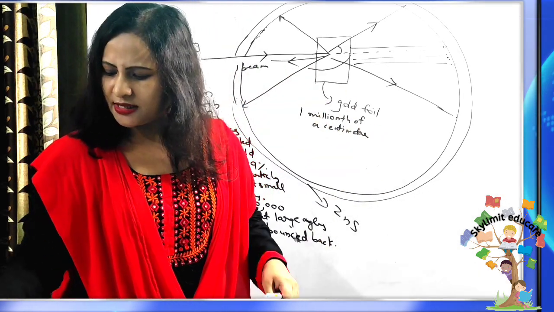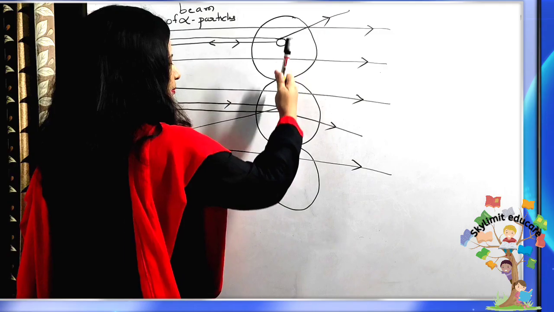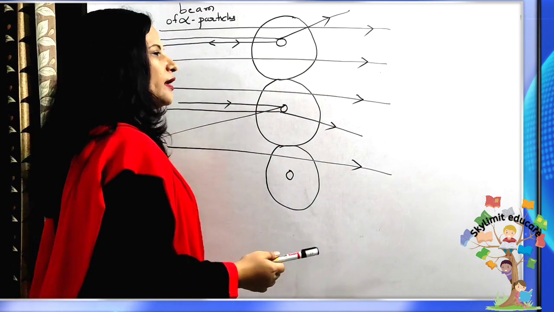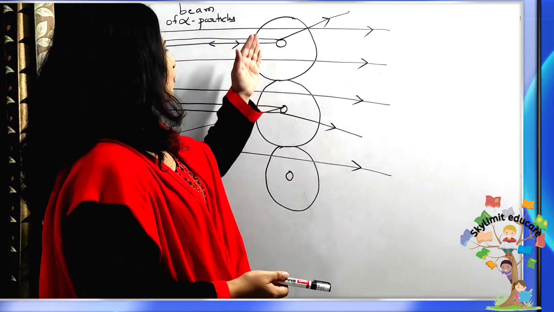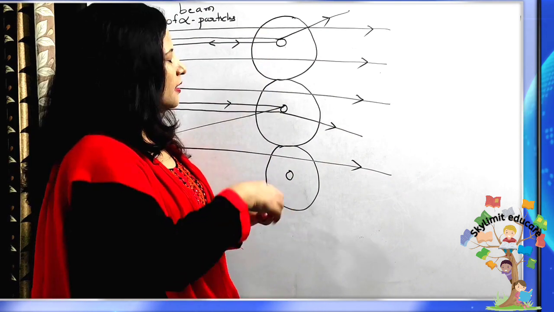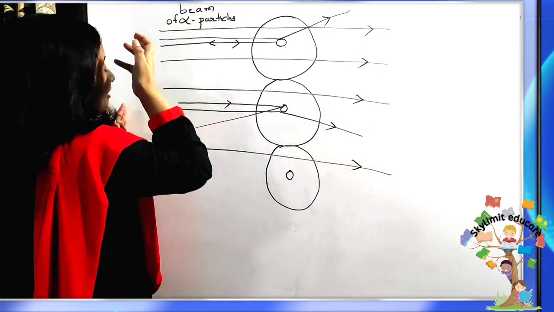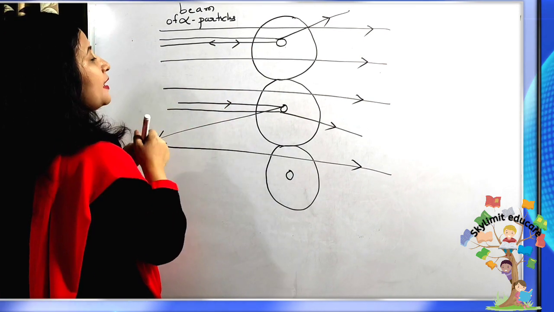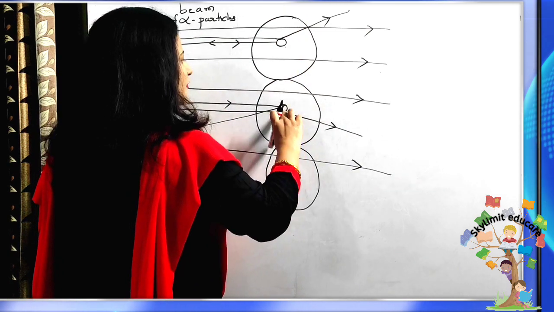So let us see another figure here. Students, let us have a look at what actually might have happened during this gold foil experiment. This is just a layer of atom I have taken because it was the thinnest gold foil. There may be more than one layer, but we have taken one layer of atom here. Because this part of the atom is completely empty, a large part of the atom is empty.